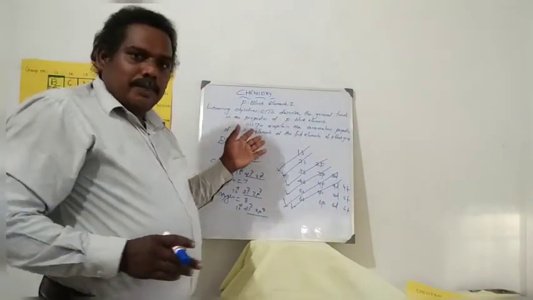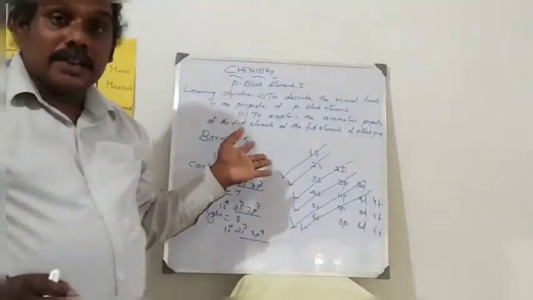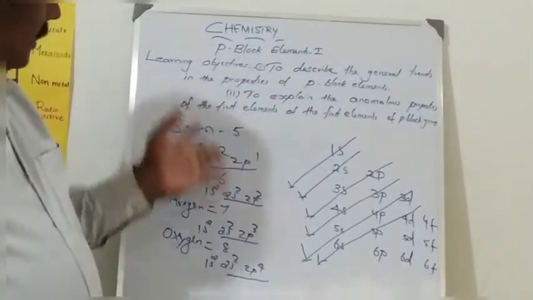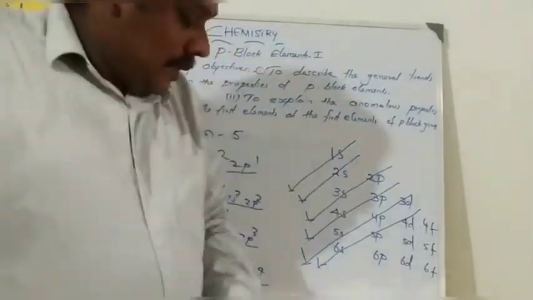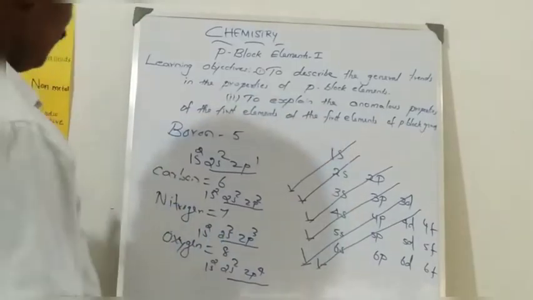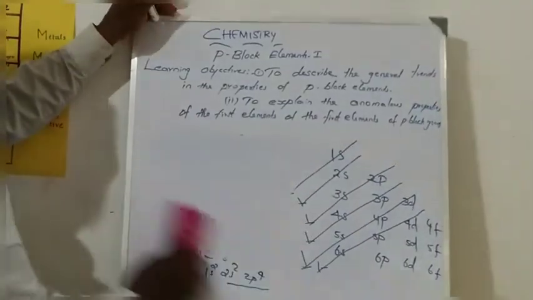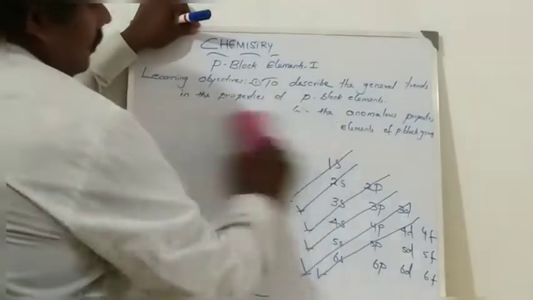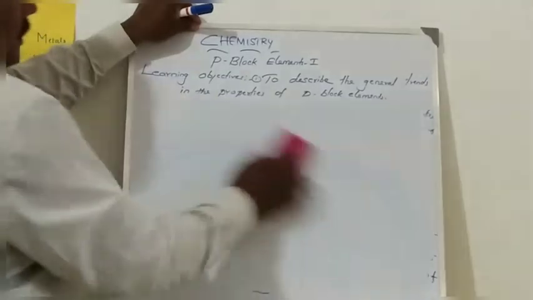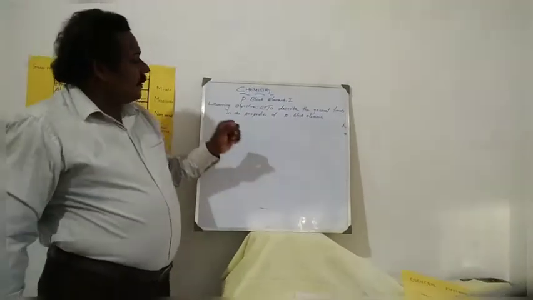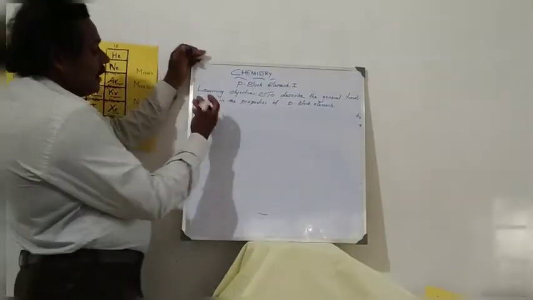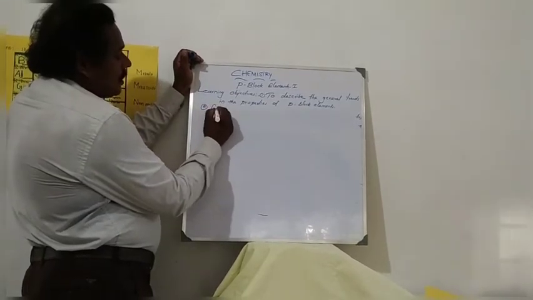Okay. Please take down this electronic configuration, how you write the electronic configuration of this P block element. Okay, the first one is electronic configuration. This is over.